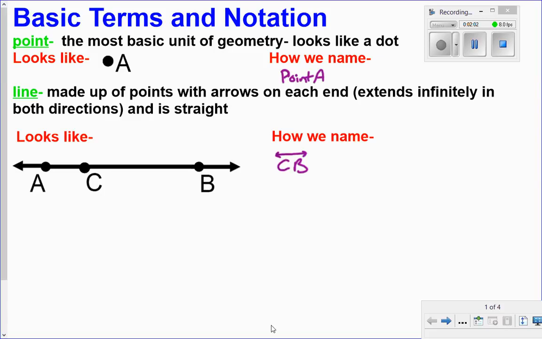Now, I could certainly name that line something else. I could name that line AC if I wanted, because A and C are both points on the line, and that would be another name for this particular line. I could also name this line BC, line BC. And as you can see, we don't have to necessarily go from left to right like we read. We can name lines going in the opposite direction as well. This is also named line BC.